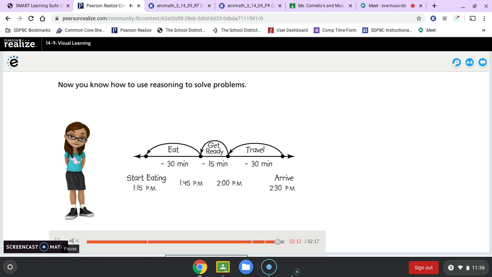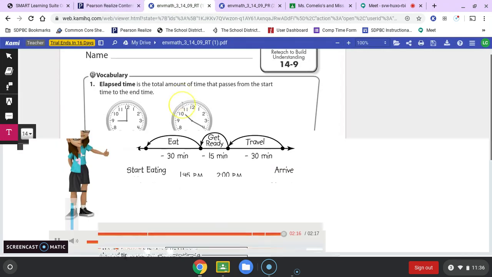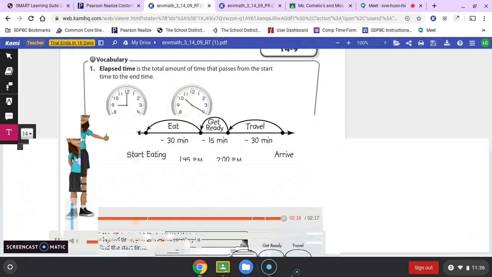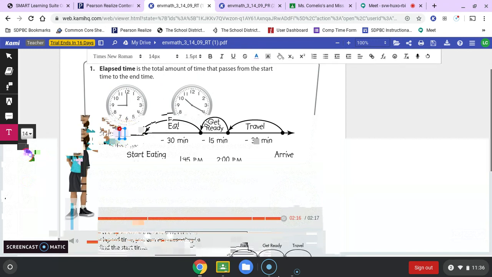Now you know how to use reasoning to solve problems. All right, so let's try it. Elapsed time is the total amount of time that passes from the start time to the end time. Who can tell me what time we are starting at on this clock? What time is it?